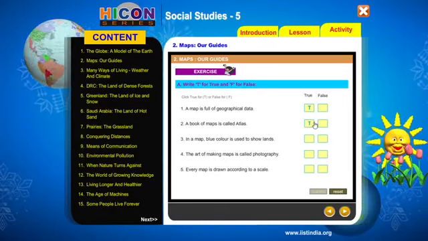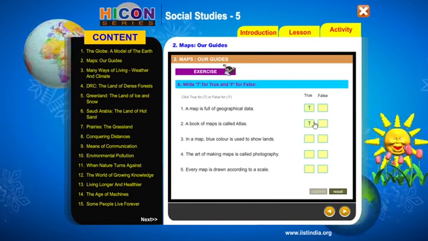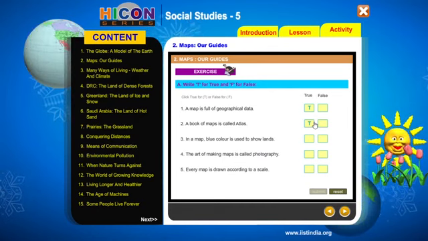Third one. In a map, blue color is used to show lands. When we look at a map, we can see a vast extent of blue color, isn't it? See, we have a globe here also. What do we use this blue color for? Yes, that blue color actually refers to water bodies, oceans, isn't it? So that is a false statement because in a map, blue color is used to show the water bodies and brown color is usually used for expressing land areas, isn't it? Yes.